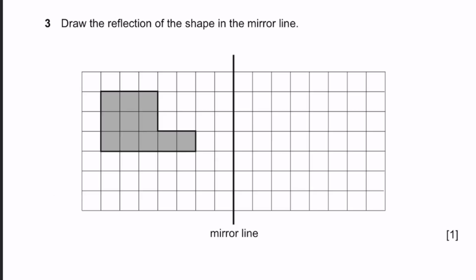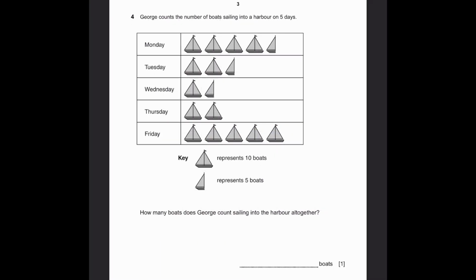Question 3. Draw the reflection of the shape in the mirror line. We just have to take the shape, its edges, and reflect all of it in the mirror like you're reflecting it in an actual mirror. This line represents a mirror, so it should be a line of symmetry between both sides. That's the answer.